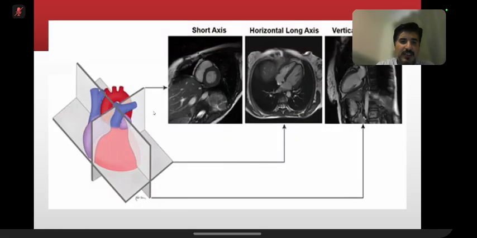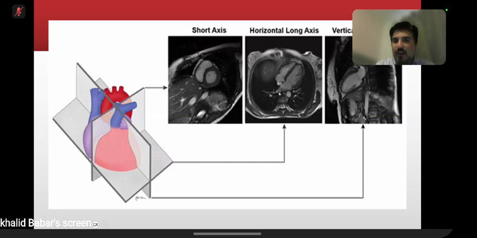Just to highlight, the heart is obliquely placed inside the chest cavity. It is not in a horizontal location. So we usually take true axis images through the heart, aligning the axis along the direction of the heart. This is the short axis or true axis images of the heart. Here you can see the right ventricle and the left ventricle. These are the different slices of the heart in the short axis.